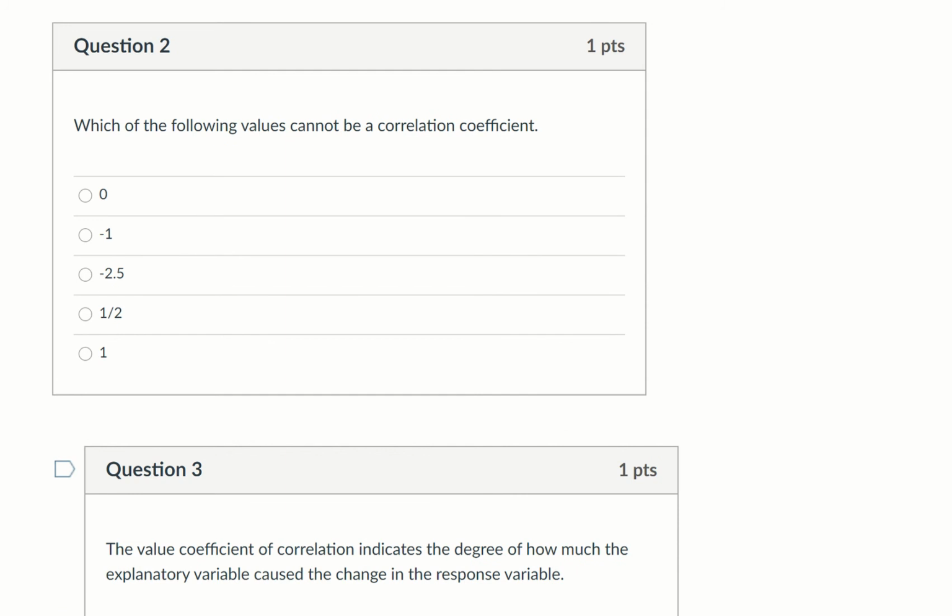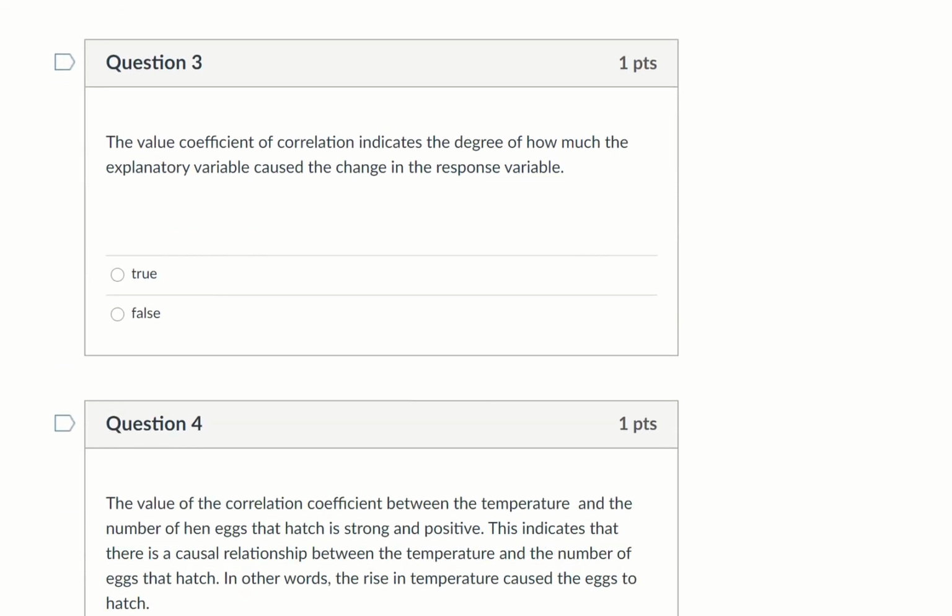Question 2, which of the following values cannot be a correlation coefficient? So basically what we were saying earlier. It could be 0. It could be -1. It could be 0.5, 1/2 is 0.5, it could be 1, but it absolutely cannot be -2.5. And so therefore, this is the answer. It can't be -2.5.